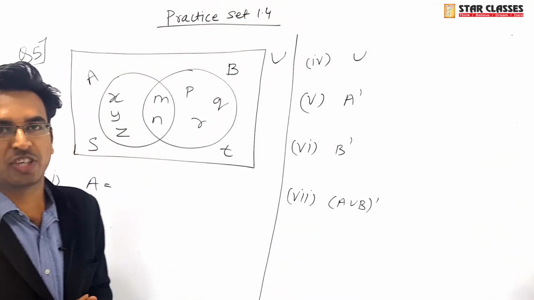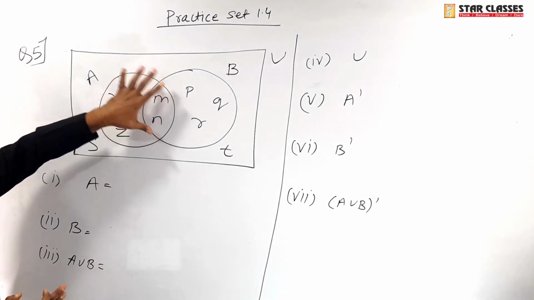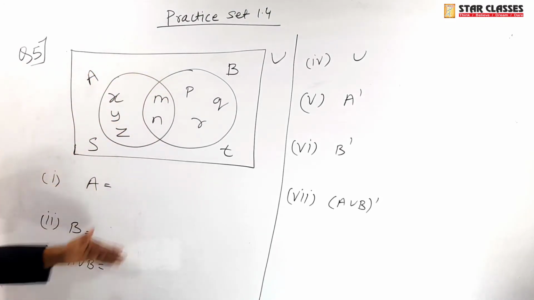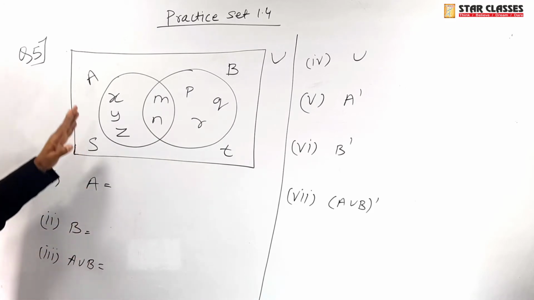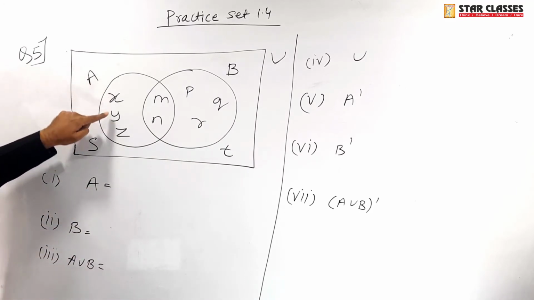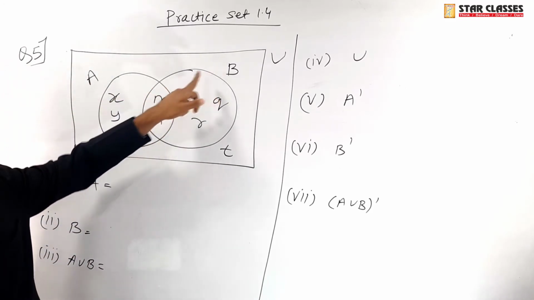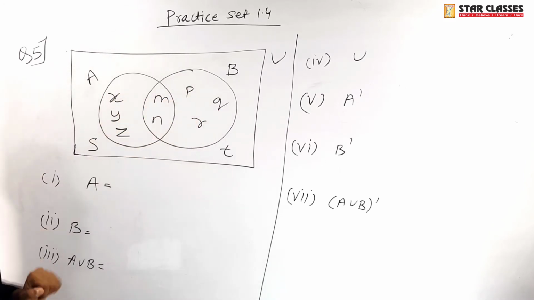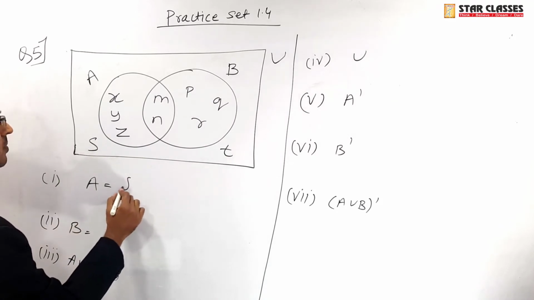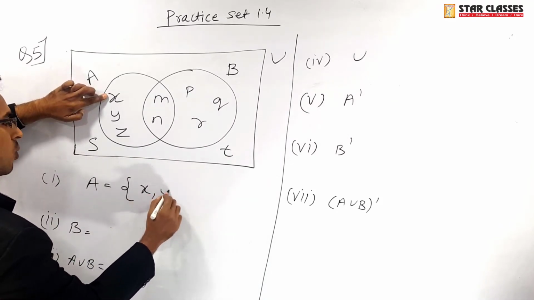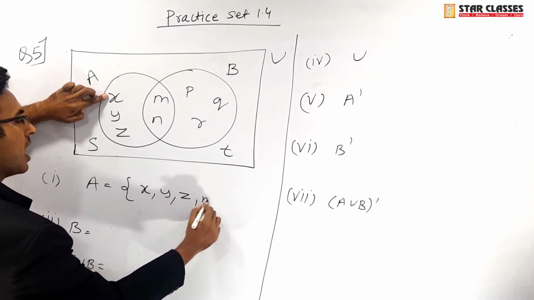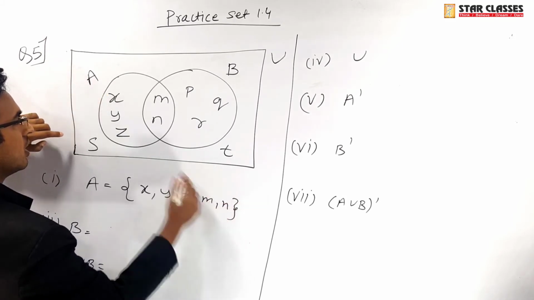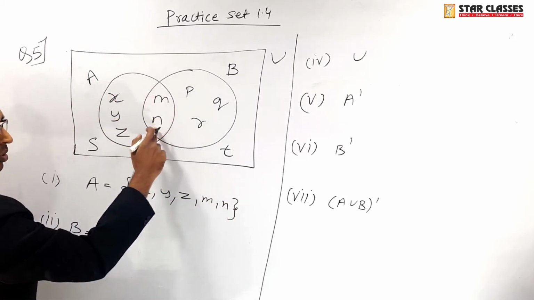Now let us solve question number 5. We have been given this Venn diagram and we have to find the values of these sets. Okay, so we can see that set A has X, Y, Z, M, N, and set B has P, Q, R, M, N. M, N is common to both. Okay, so set A is X, Y, Z, M, N.